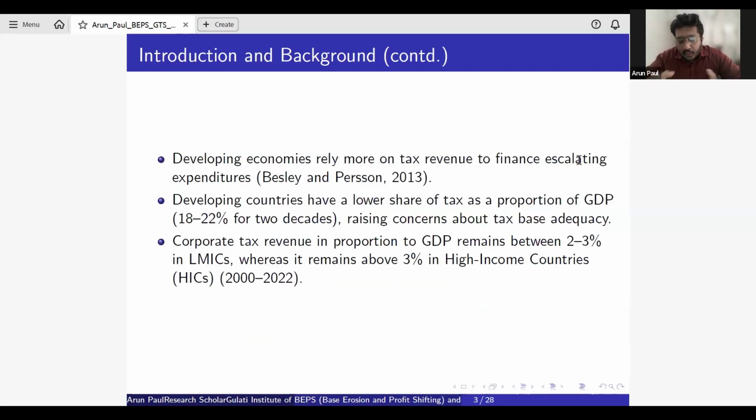Compared to the developed parts, developing economies rely more on tax revenue to finance their escalating expenditures. For developed parts, tax revenue as a proportion of GDP is around 37 to 40%. For developing countries, it's around 18 to 22% from 2000 to 2022, which raises concern about the adequacy of their tax base. Coming to corporate tax revenue in proportion to GDP, for lower middle income countries it remains below 3%, and for high income countries it remains above 3.5%. So there is a disparity.